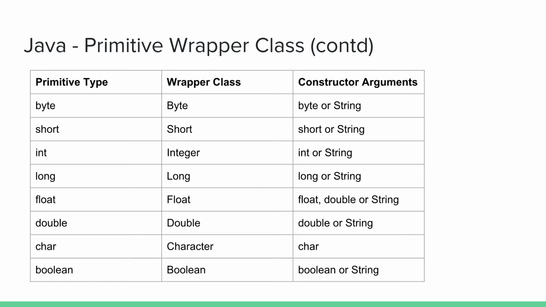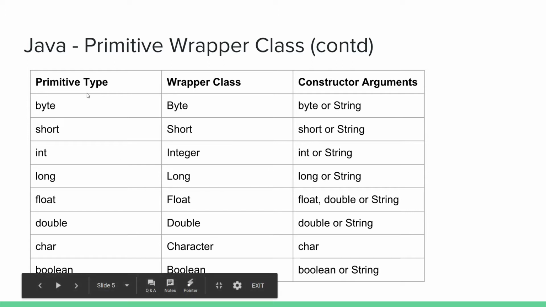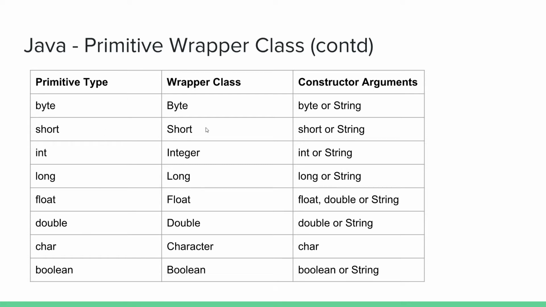So Java provides these primitive wrapper classes, and here you can see the 8 different data types and the wrapper classes for those 8 different data types. For example, if you are using float, the wrapper class begins with a capital F, and the constructor arguments can be float, double, or string.